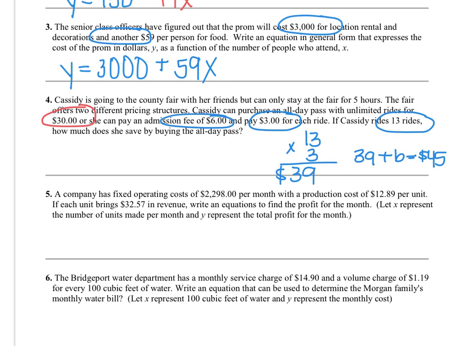So how much cheaper is the all-day pass, the $30, than the $45? Well, she's saving a total of $15. And we didn't actually even have to write an equation for that one.